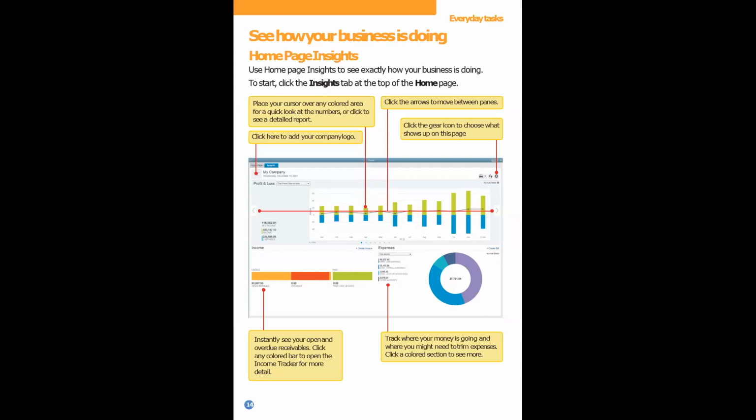You can click on the gear icon to choose what shows up on this page and customize it with any additional information that you're looking for. You can track where your money is going and where you might need to trim expenses. And it instantly shows your open and overdue receivables.